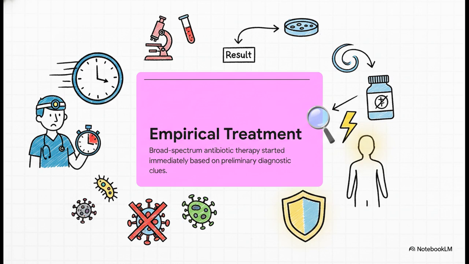Think of it like using a massive wide net or a shotgun approach to just hold the line, because we don't have the intel for a sniper rifle yet. It's a highly educated guess based on rapid testing and the patient's symptoms, allowing doctors to deploy broad-spectrum antibiotics to fight off the most likely suspects while the lab does the heavy lifting behind the scenes.